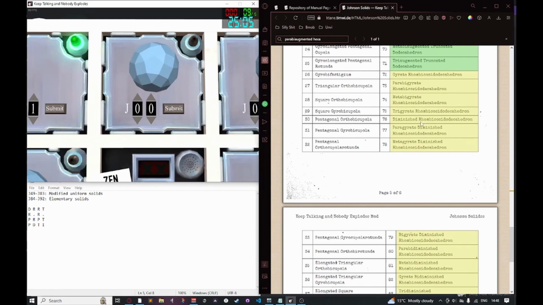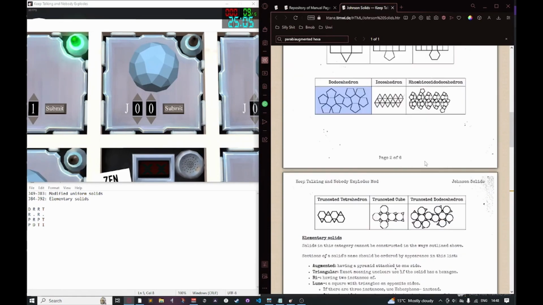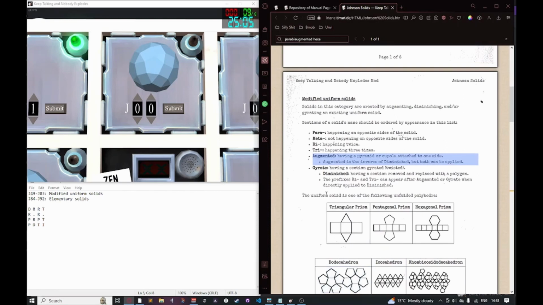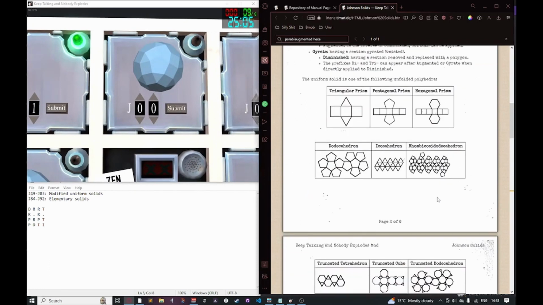So, in this section of the manual, this is the one where we'll have gyrate sections. We'll have both gyrate and diminish sections on this. So the original shape here consists of pentagons, pentagons which are surrounded by 5 squares with alternating triangles in between them.